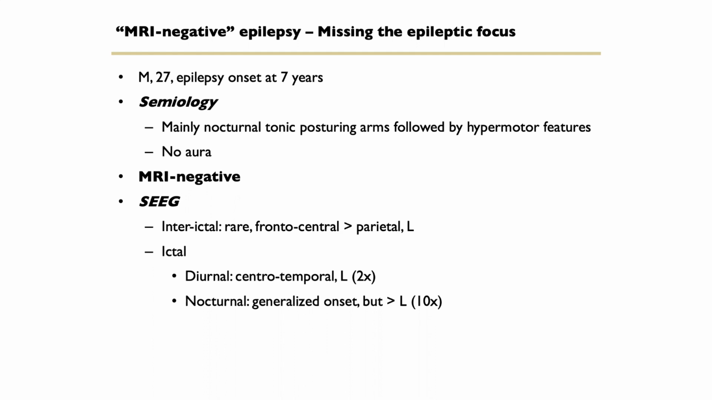The MRI was initially reported as negative, and the patient underwent an SEEG investigation. The SEEG showed interictal spikes which were rare, more frontocentral than parietal and located on the left hemisphere. Ictally, he presented both diurnal and nocturnal events. The diurnal events were centrotemporal left, he had 2 of them, and most events were nocturnal with generalized onset, but more marked over the left side.